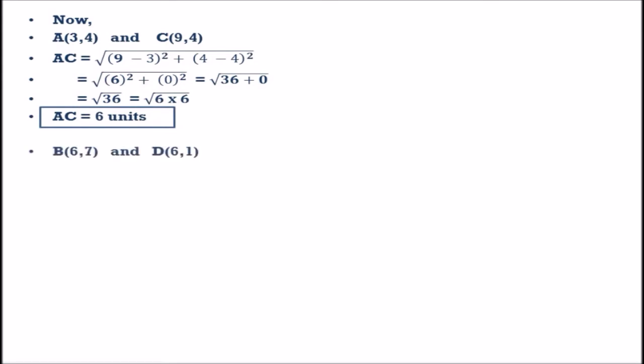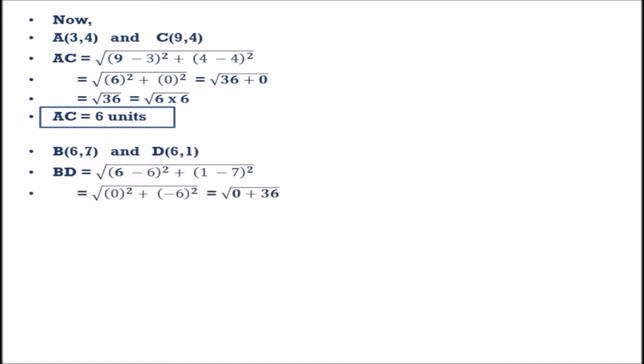The other diagonal now, BD. B is 6, 7 and D is 6, 1. So BD equals under root (6 minus 6) whole square plus (1 minus 7) whole square. 6 minus 6, that is 0, so 0 square, plus 1 minus 7, 7 being the bigger number, minus sign, 7 minus 1 will be 6.